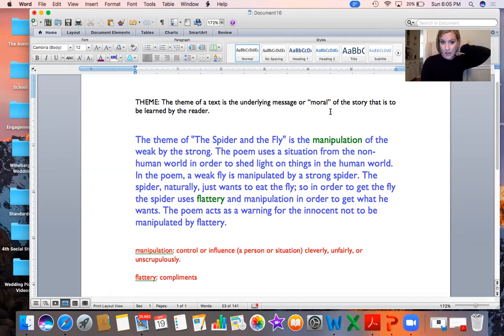Okay, and so let's talk about these green words, manipulation and flattery. Manipulation means control or influence of a person or situation cleverly, unfairly, or unscrupulously. Okay, so if you've ever been in a situation where you know someone's trying to persuade you of something and they're being kind of sneaky about it, you might be being manipulated. You might have been manipulated. And flattery, of course, is compliments, right?